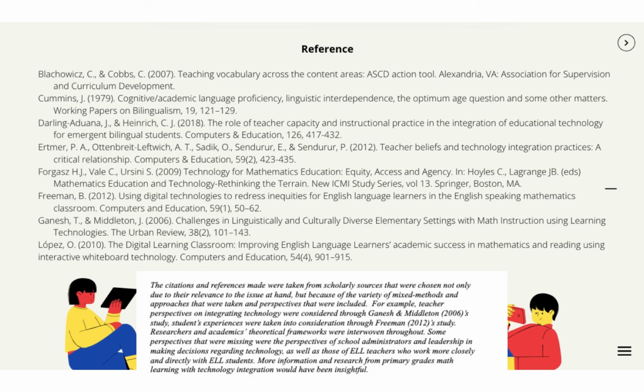Researchers and academics' theoretical frameworks were interwoven throughout, and some perspectives that were missing were from the perspectives of school administrators and leadership in making decisions regarding technology, as well as those of ELL teachers who work more closely and directly with ELL students. More information and research from primary grades with math and technology integration would have been more insightful.